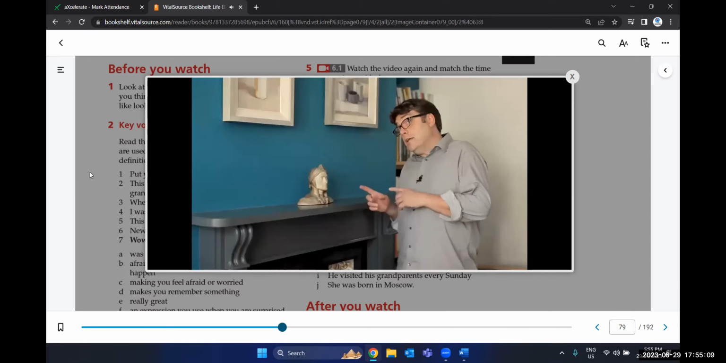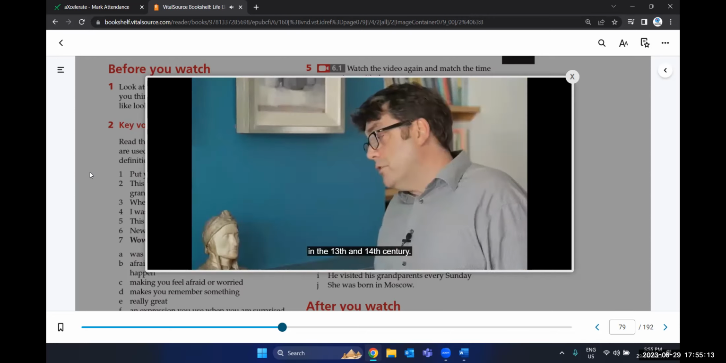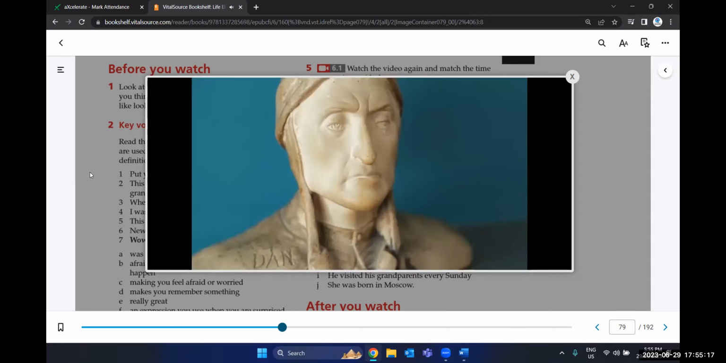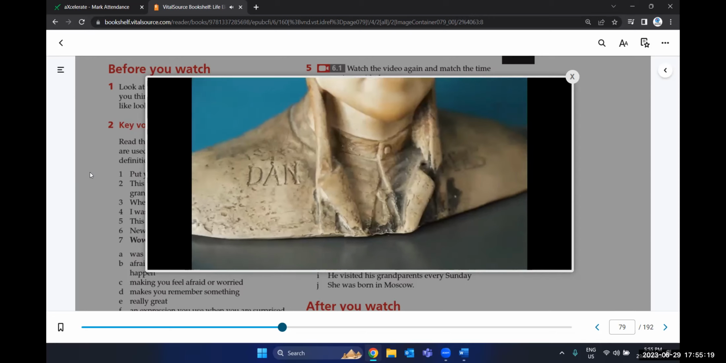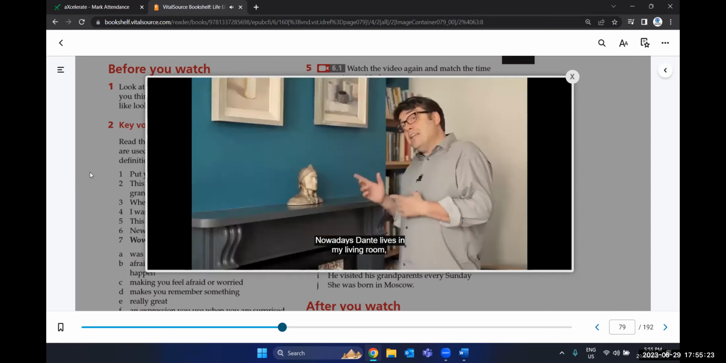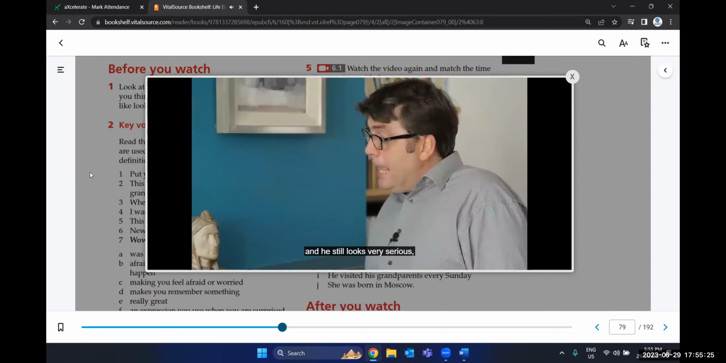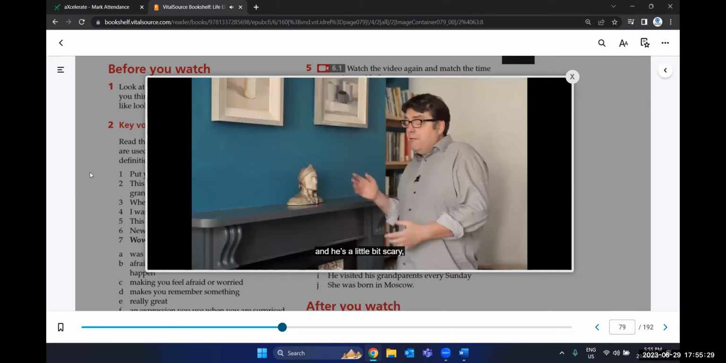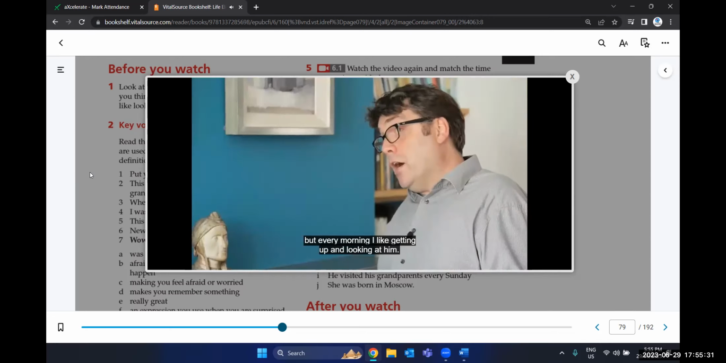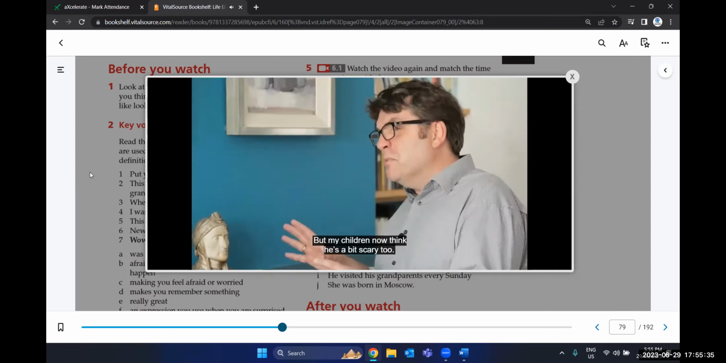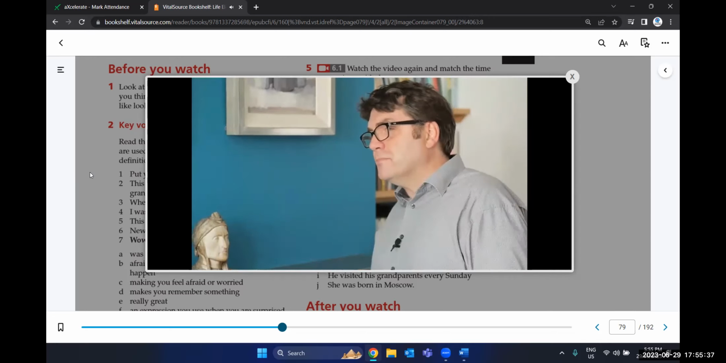This is Dante. He was a writer from Italy in the 13th and the 14th century. He has this incredible nose chin. Nowadays, Dante lives in my living room, and he still looks very serious. He's a little bit scary, but every morning I like getting up and looking at him. My children now think he's a bit scary too.